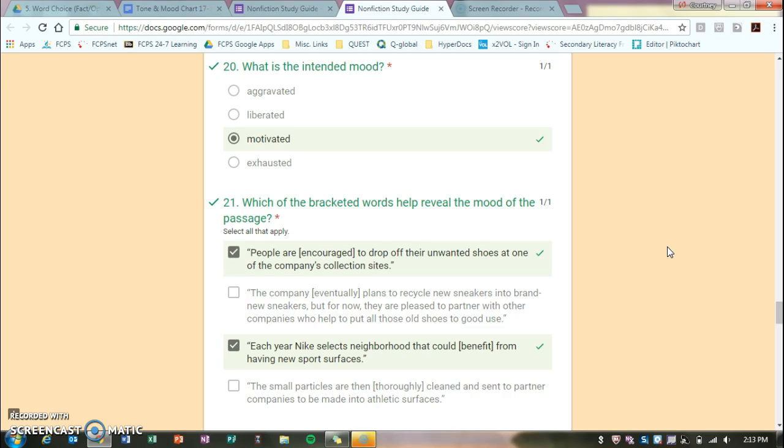So when you look at the options, you have encouraged, which is almost like a synonym for motivated. It talks about people being encouraged to drop off their shoes. They want you to feel motivated, and they want you to feel part of that process. Also with option 3 here, each year Nike selects a neighborhood that could benefit from having the new sports surfaces. So in that motivation, you're doing something to benefit others. The words eventually and thoroughly in this case are pretty neutral. I don't know if thoroughly cleaned particles and the eventual plans of the company really make you feel motivated to do anything.